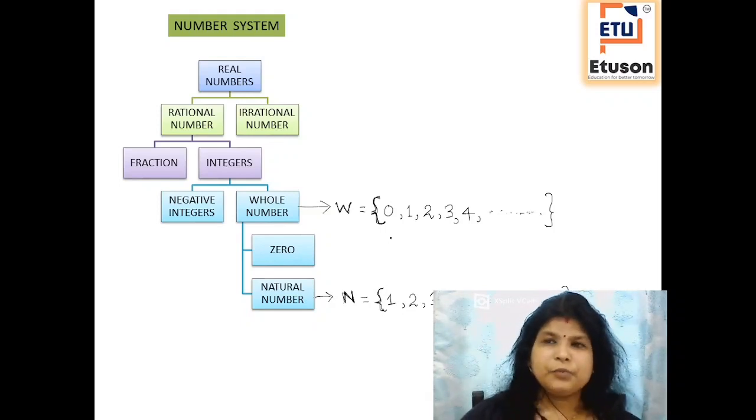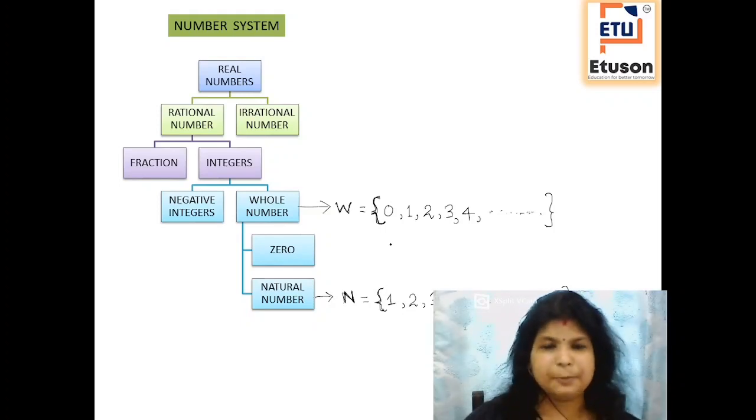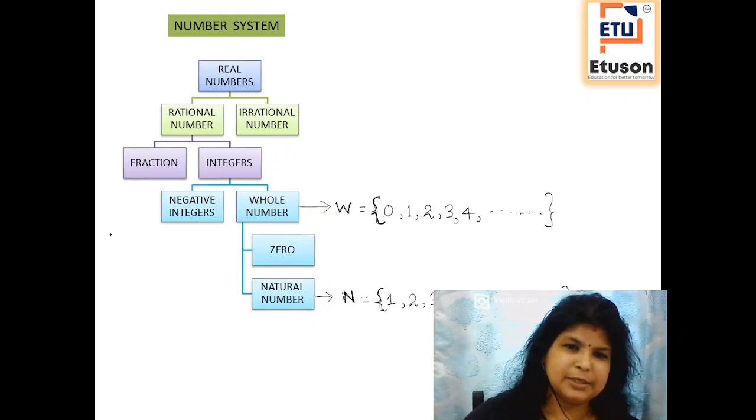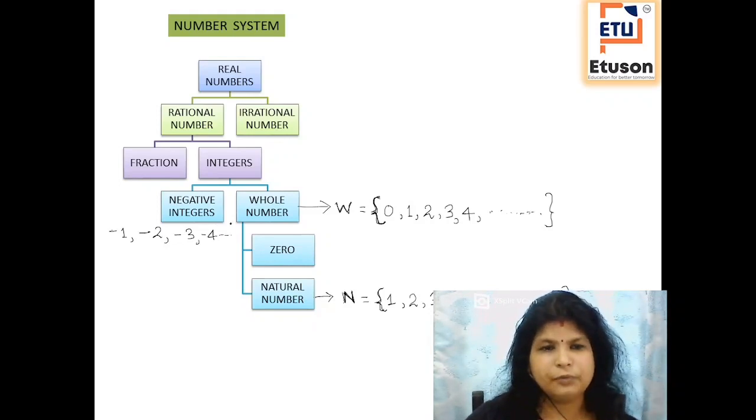Now you might have seen that there are numbers which exist to the left of 0, the numbers which are less than 0. So how will you represent that? Definitely that is represented by negatives of natural numbers. So you will have -1, -2, -3, -4, and so on and so forth. Right? So these are negative integers. These negative integers along with whole numbers are called integers.